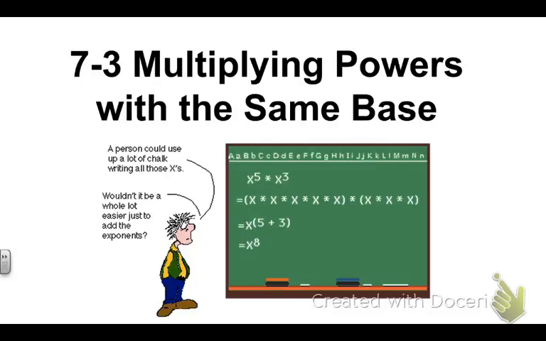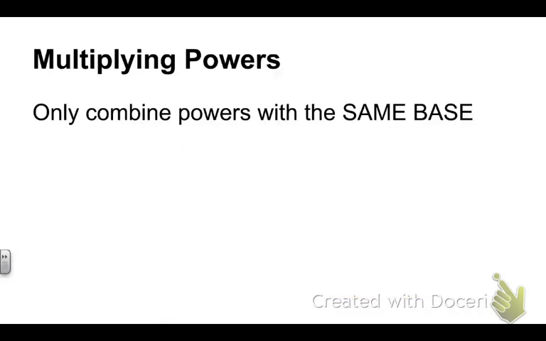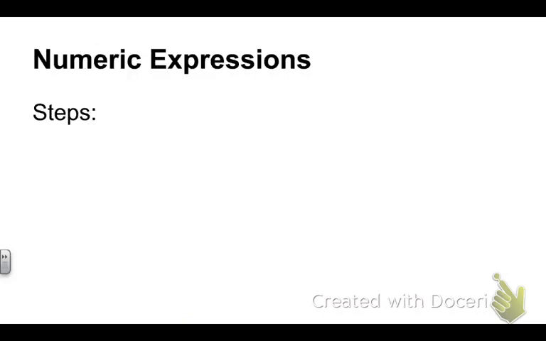So today I want to talk about multiplying powers with the same base, and that's the most important part here. You can only combine powers with the same base. You can't combine if it doesn't have the same base. It's got to have the same number base or the same variable base. So the numeric expressions, remember that's numbers only, no variables.